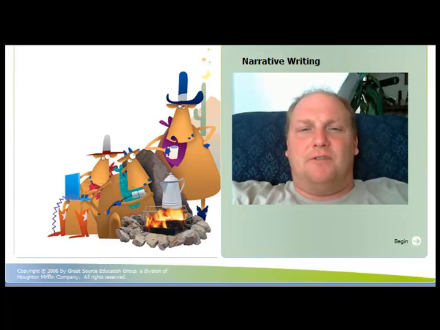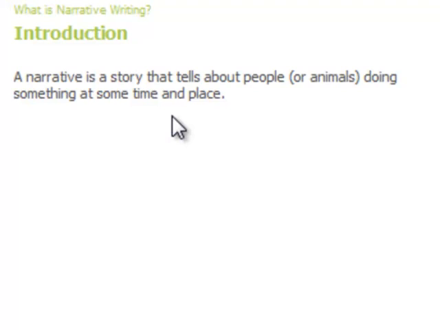So let's first define narrative writing. Narrative writing is a story that tells about people or animals doing something at some time and place. One way a lot of people remember narrative writing is to think of the word narrator. So if you have a narrator telling a story, there's a good chance it is a narrative piece of writing.